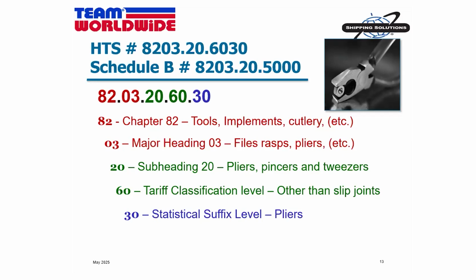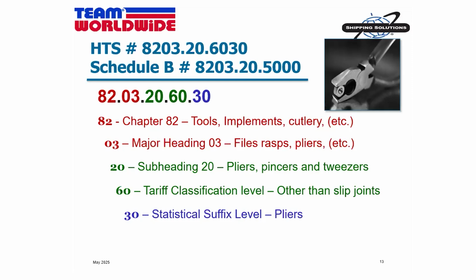And now I show the top two classifications. Under the harmonized system, it's 8203 20 60 30. Under the harmonized schedule B, it's 8203 20 5000. For import, you must use the 60/30. For export, you can use the 5000 or the 60/30 if it's acceptable in the EEI filing.